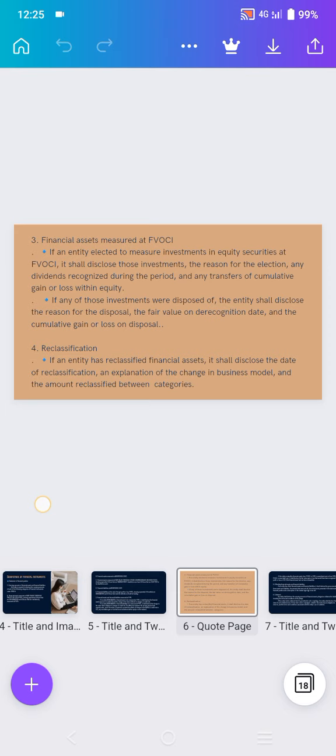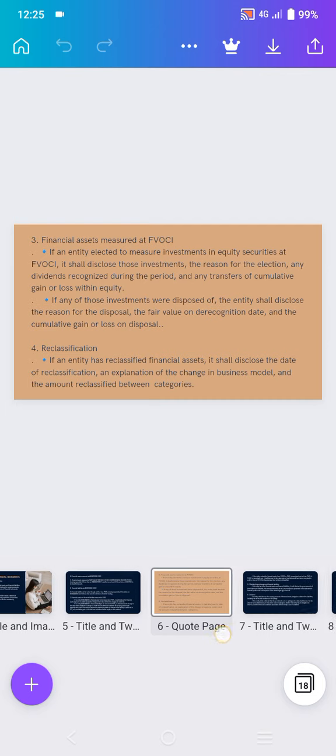An explanation naman po niya dahil po sa pagbabago-bago po ng isang modelo ng business po. At saka sa amount po nila under po sa anuman categories po nila. Next po.